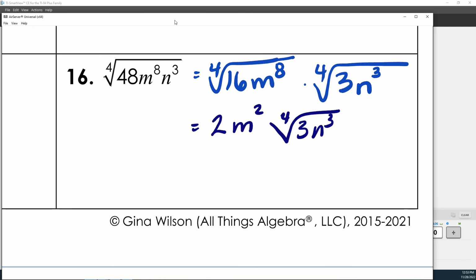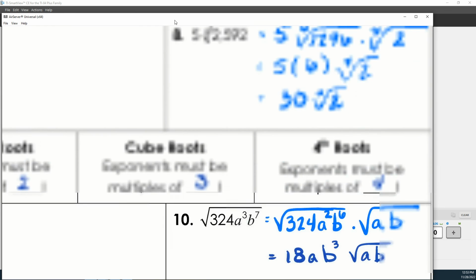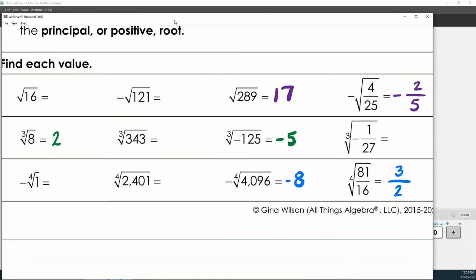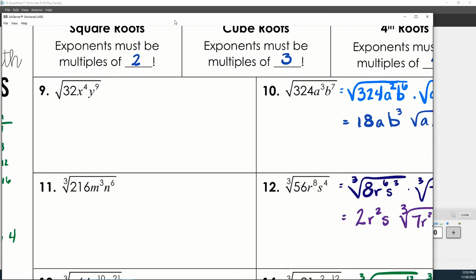All right. So what I want you guys to do, on the front page, there were a few of these ones that were a little easier to do. You can just do those looking at the chart, I think. And then the odds on the back.